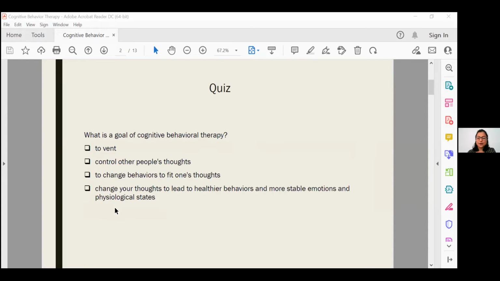What is the goal of cognitive behavior therapy? Is it to vent? Is it to control people's thoughts? To change behaviors to fit one's thoughts? Or change your thoughts to lead to healthier behaviors and more stable emotions and physiological states? Chat, chat, chat. 4. Yes. Okay. Anybody has any other answer except 4? And I have this quiz, but we can discuss every single question that we have.